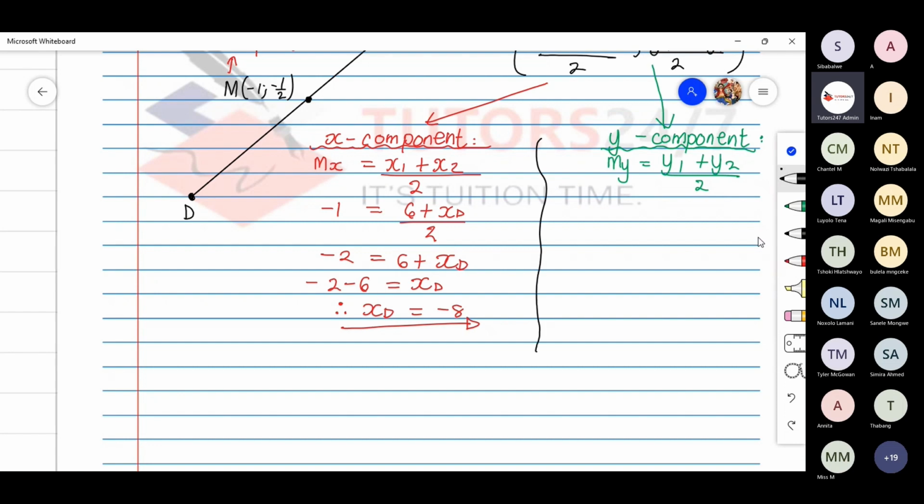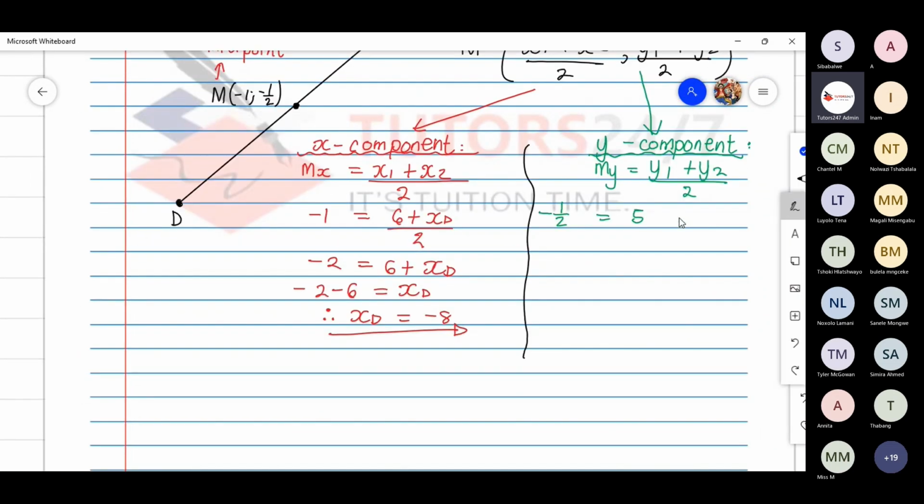Now let us have a look at the y value of d. So the y value of m is -1 over 2. And the y value of b is 5, I believe. Let us just confirm. Yes, it is 5. Plus my y value of d, I'm just going to call it yd, all over 2. From here, I'm going to cross multiply, which will leave me with -1 equals 5 plus yd.